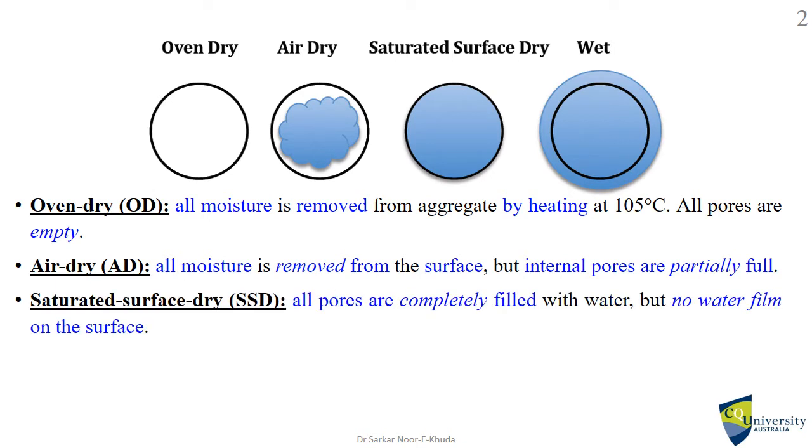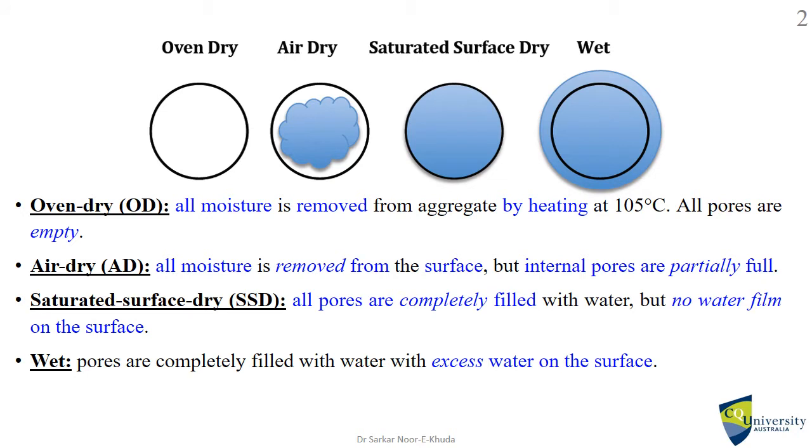The saturated surface dry, in short SSD state, is the ideal situation where all the internal pores of the aggregate particle are completely filled with water. However, there is no moisture on the surface of the particle. The wet state, shown at the very right figure, is similar to the SSD state. The internal pores of the aggregate particle are filled with water. In addition, there is excess water on the surface of the particle.